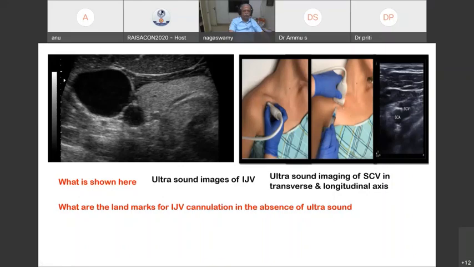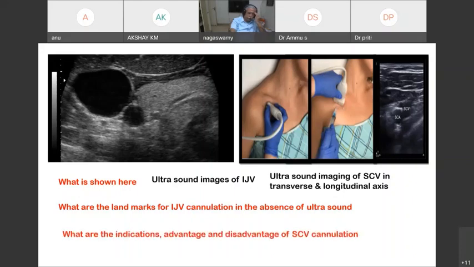What are the landmarks for IJV cannulation in the absence of ultrasound? All of you will be very well versed in IJV cannulation, so you must know what the common landmarks are that you want to identify before the line technique. One landmark technique, so called. What are the muscles you should identify? What are the bony points you should identify? What is the joining line you should identify? These are all the things that you have to think of and write. Okay, landmark technique.